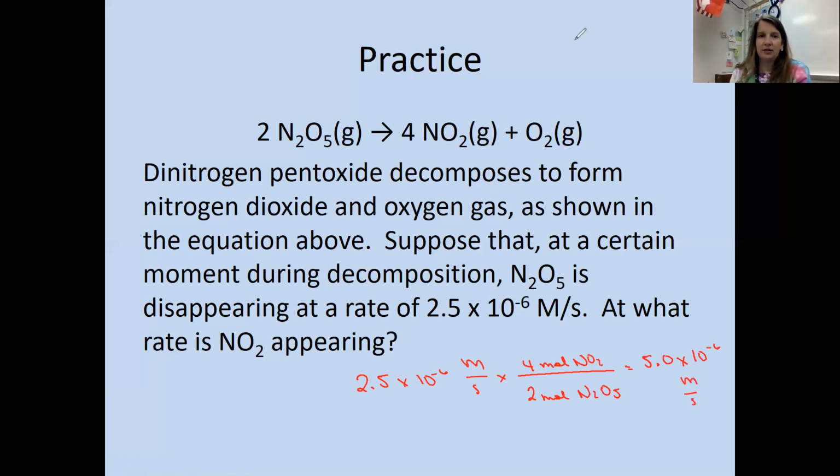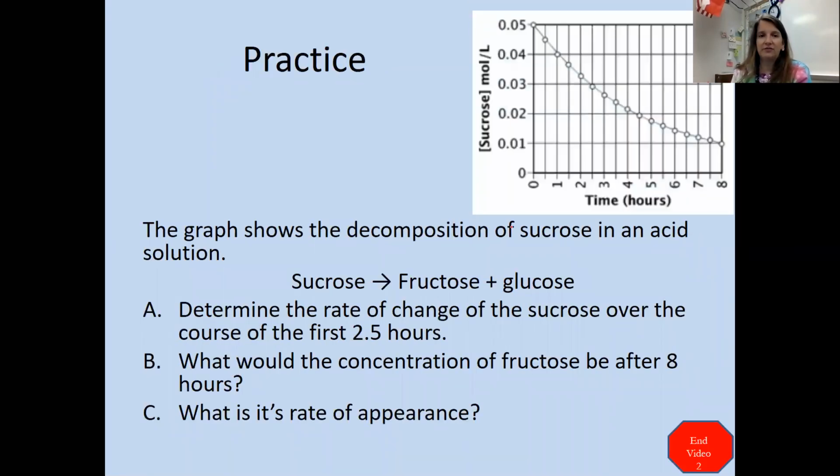And then one more practice. So we have a graph that represents the decomposition of sucrose. Determine the rate of change of the sucrose over the course of the first 2.5 hours. So I'm trying to find my tool here. I'm going to answer it up here to show my work. So my rate is going to be equal to, because this is disappearing, I'm going to put my negative sign. My rate of disappearance over the first 2.5 hours.